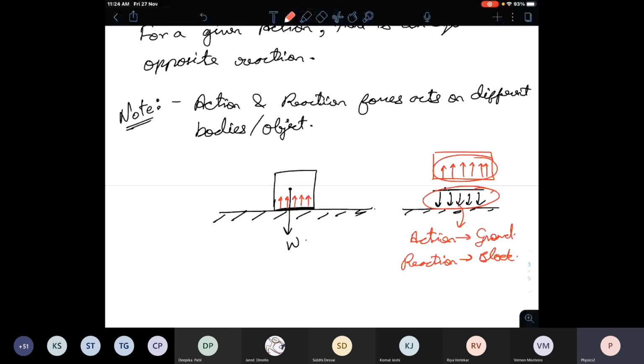Now let's move on to the mechanics part of your chapter. That is common forces in NLM, common forces in Newton's laws of motion, or common forces in mechanics. Any doubts, anybody?